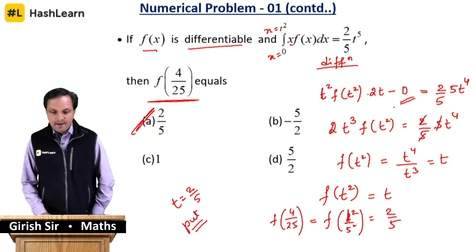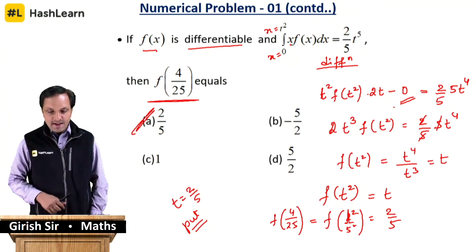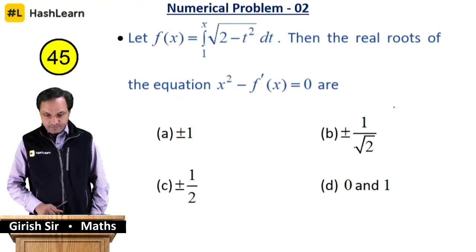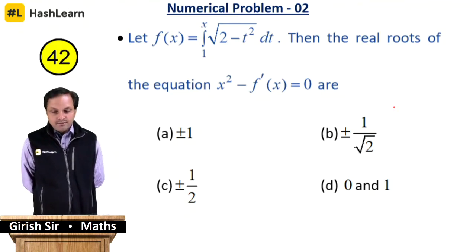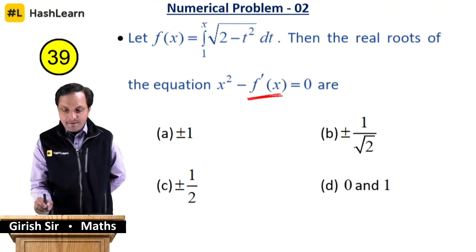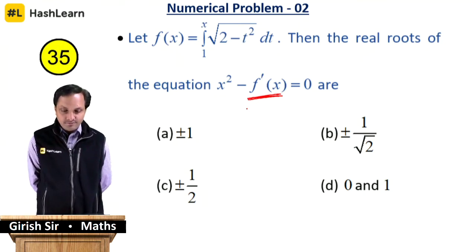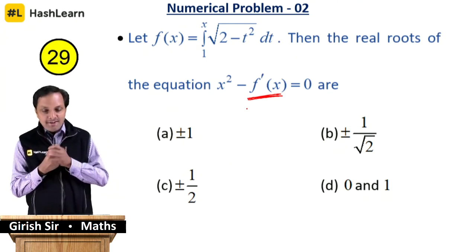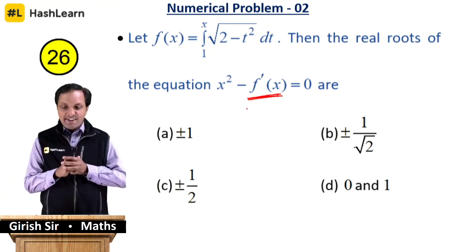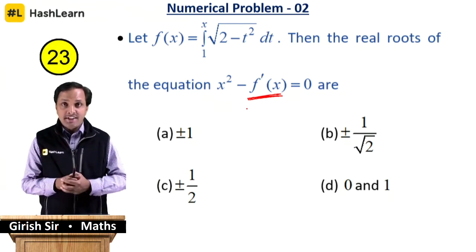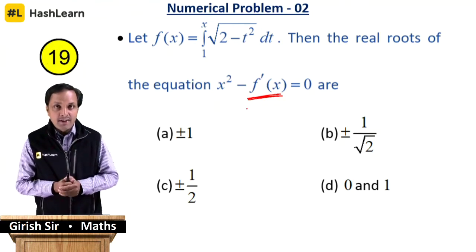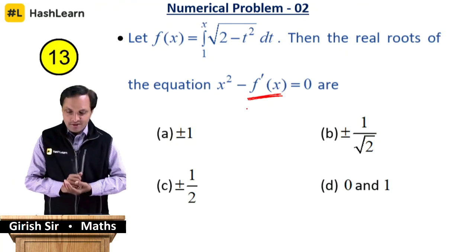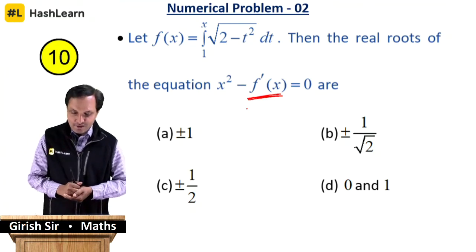Hope you all followed this problem. So let us take one more example based on the same type. Next question, with 45 seconds. Here is the problem: f of x is equal to the integral from 1 to x of root of 2 minus t square dt. F of x is given in the form of an integral. If you want f dash of x, you have to differentiate on both sides, LHS and RHS, and you will be able to get the f dash of x function.